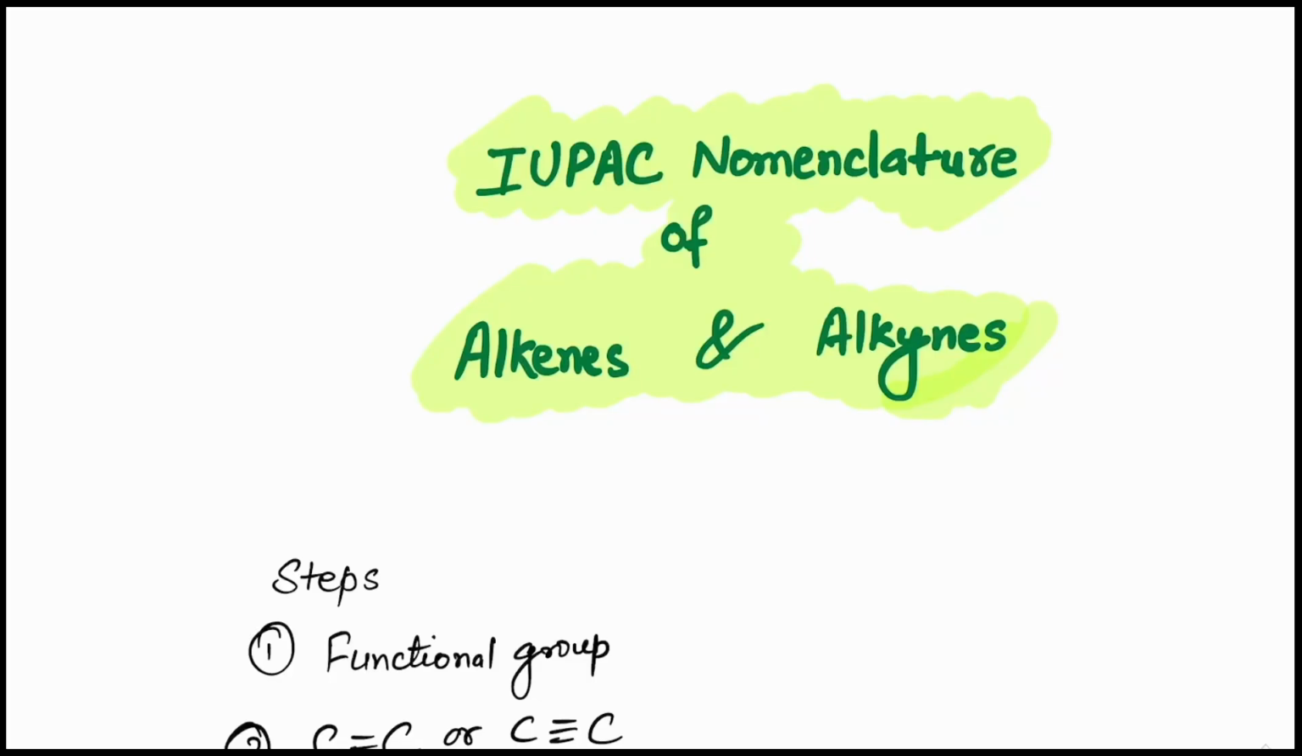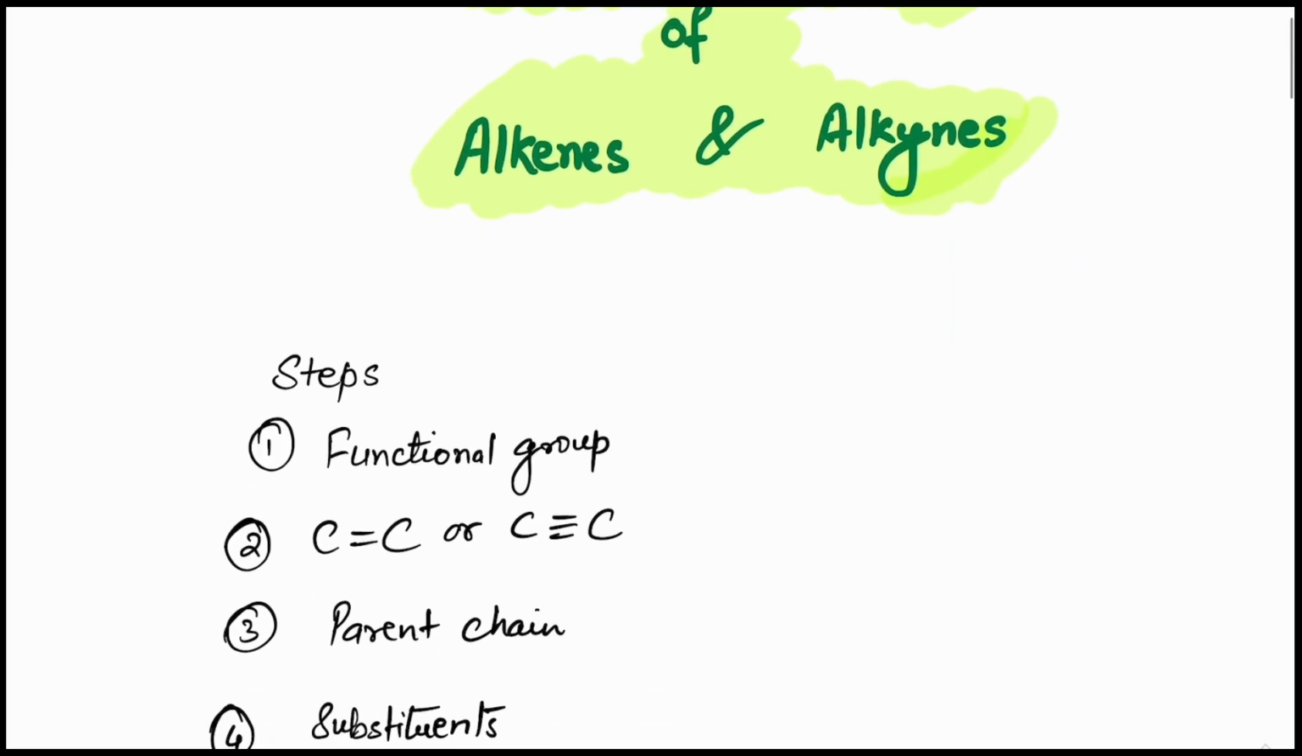Let's talk about the IUPAC nomenclature of alkenes and alkynes. Following our steps, the first thing to look at is functional group. In the case of alkenes and alkynes, there is no functional group present, so we do not use this step. Then we move on to the next one, which is carbon-carbon double bond or carbon-carbon triple bond. In case of alkene, you will find a carbon-carbon double bond, and in case of alkynes, you will find a carbon-carbon triple bond. This is the step from which we will start when naming the alkenes and alkynes.